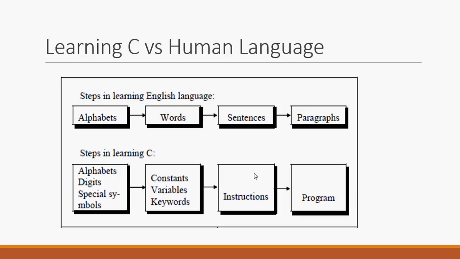Similarly, C language is made up of alphabets, digits, special symbols. Now these alphabets, digits, and special symbols in turn can be combined to form constants, variable, keywords. What are these? We'll see in next slide. Then these constants, variables, and keywords can form an instruction. An instruction, multiple instruction can again form a program, and that can be a C program.